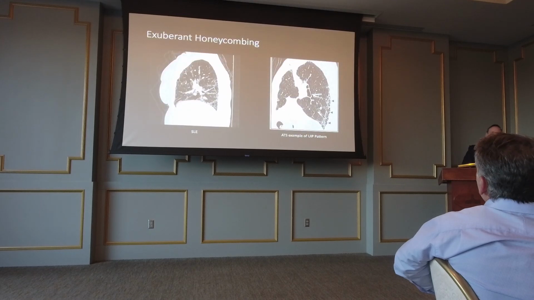And so just to compare what you're seeing on the exam that we just looked at, right? So this is the patient we just looked at, and this is their example in ATS of a UIP pattern for IPF. And this is probably a little bit of their anterior lung sign that they cut out.